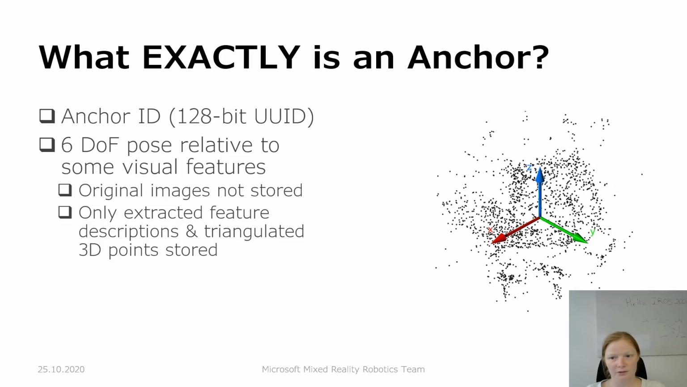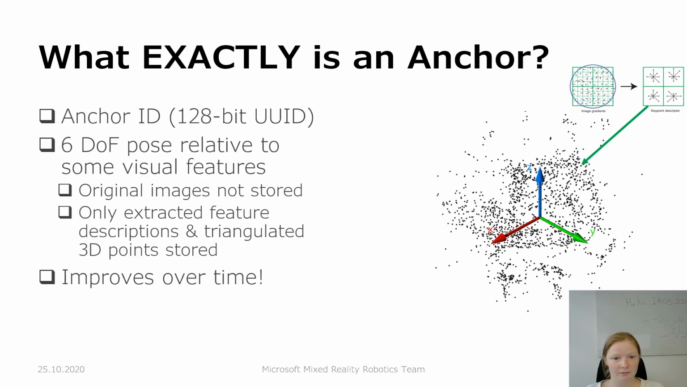So here you can see an example of what the chair from the previous slide looks like. These black points are just triangulated 3D points, and each of them contains some key point descriptors. So these are visual feature descriptors that encode some information about the neighborhood of the point. And these are quite descriptive so that you can match them from frame to frame, and you can match them when you revisit a scene.